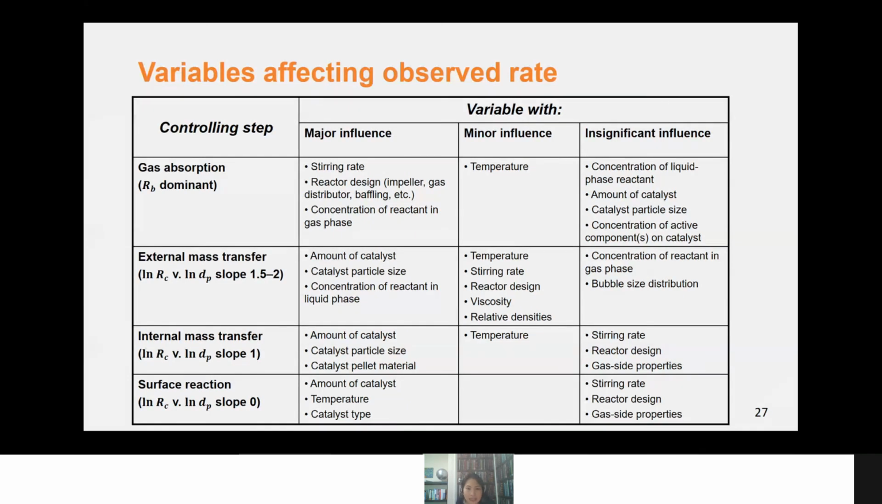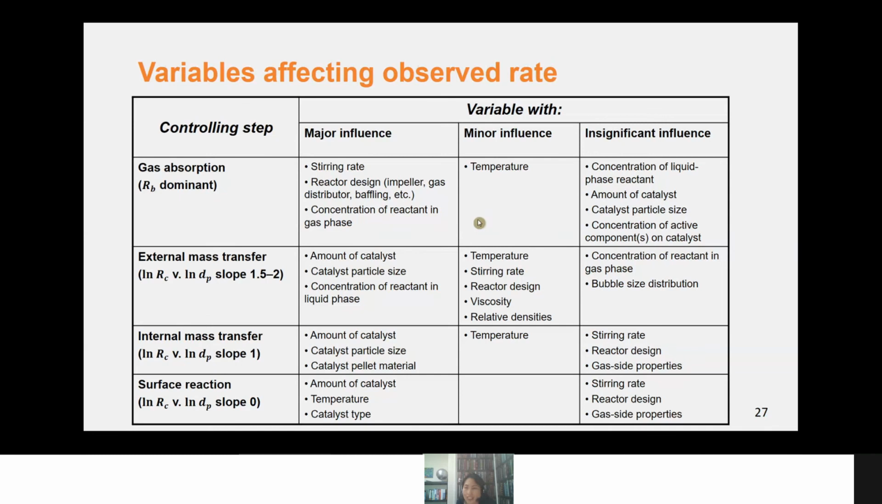So finally, you can also increase the concentration in the gas phase, so that can improve the performance too. This can be done by increasing the pressure or going to a more pure gas feed. So basically, you are increasing the driving force if you do that. Okay, so overall, in order to improve the gas mass transfer for a process that is controlled by gas absorption, you can control the stirring rates, reactor design, and concentration of the gas phase.